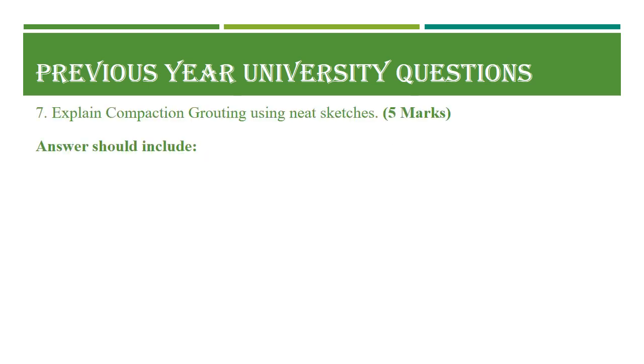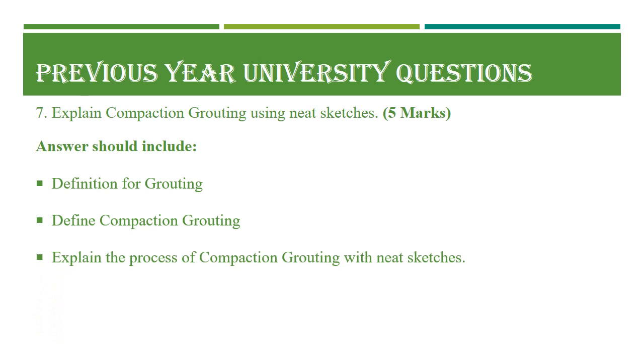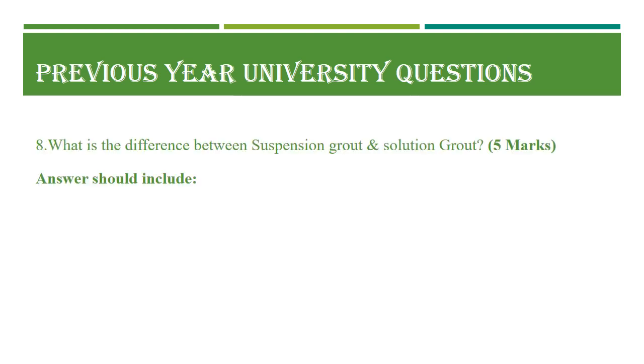The 7th question was explain the compaction grouting using neat sketches, which is asked for 5 marks. So your answer should include definition for grouting, define what is compaction grouting, then explain the process of compaction grouting with neat sketches. So your answer should contain the definition for grouting as an introduction. Then you have to define the compaction grouting and then explain the process of compaction grouting with neat sketches.